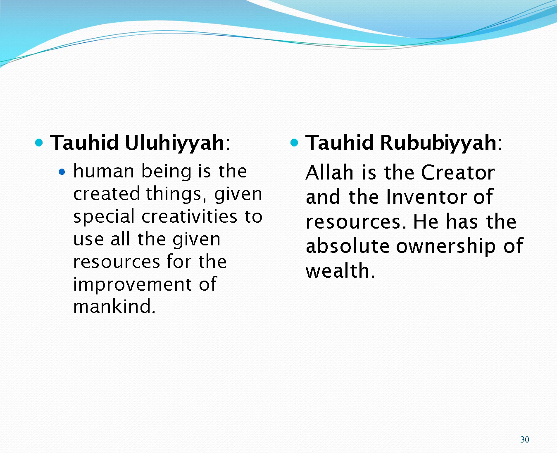All of these things are theory. Human beings are created, given special creativity to use all the given resources for the improvement of mankind. This is the meaning of Tawhid Uluhiyah. Tawhid Rububiyah is that Allah is the creator and inventor of the resources. He has absolute ownership of the wealth. It belongs to the human being in one sense, but when we go back to Tawhid Rububiyah, everything belongs to Allah.